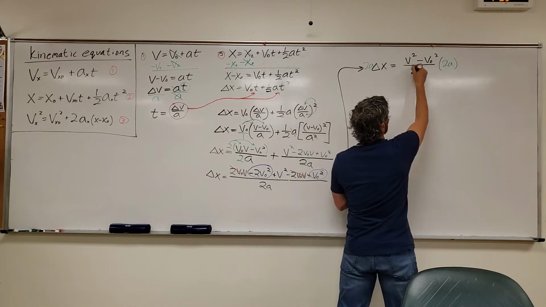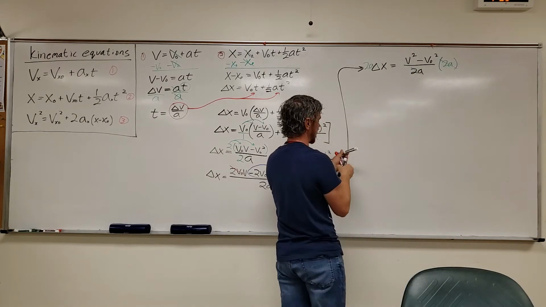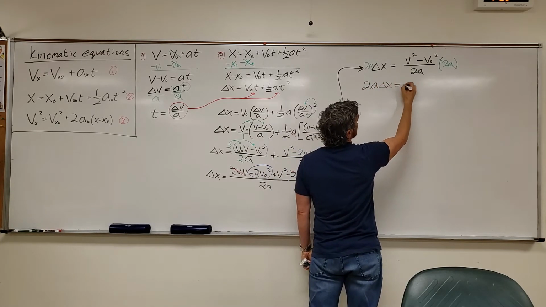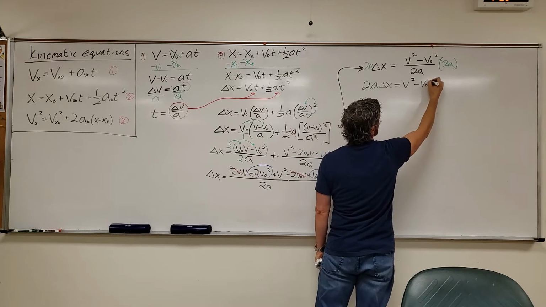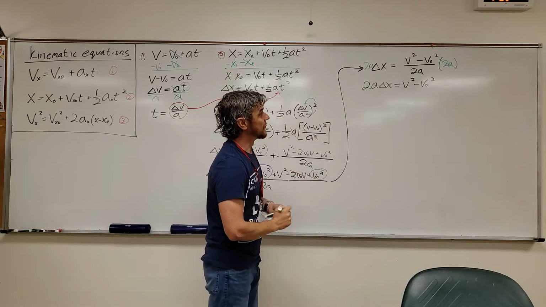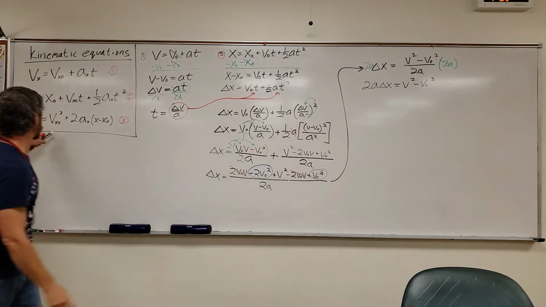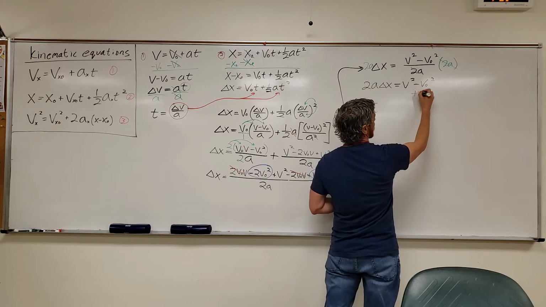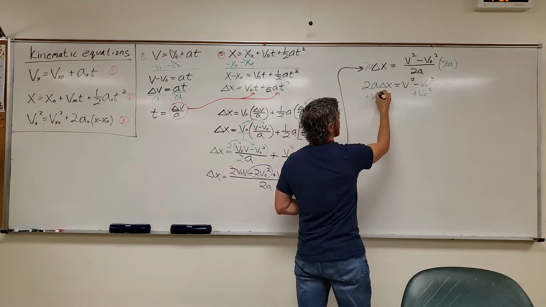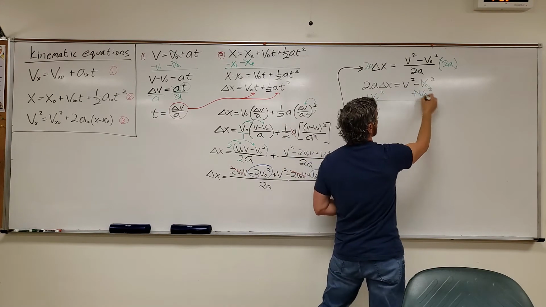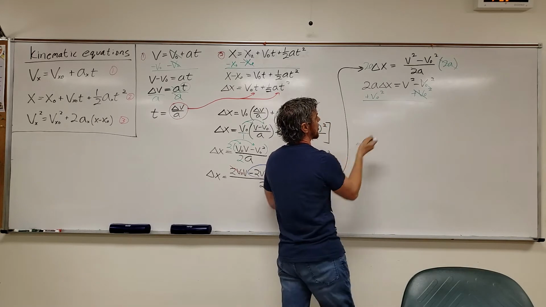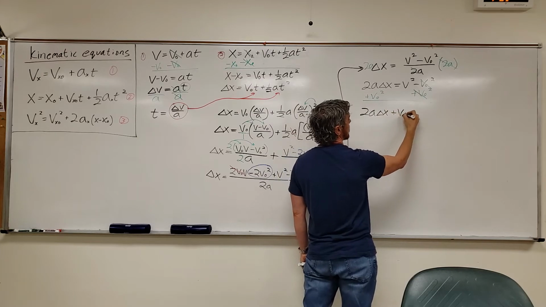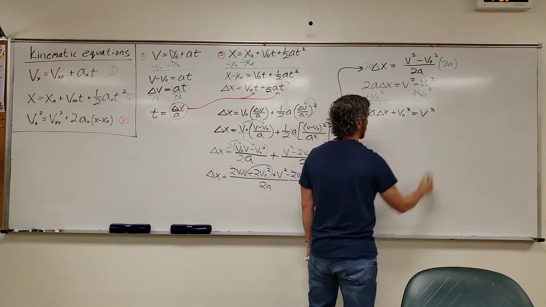And so that cancels over here on the right side. And on the left side, I end up with 2a times delta x equals final velocity squared minus initial velocity squared. And then notice that kinematic equation number 3 is solved for the final velocity. So I want to get final velocity by itself. To do that, all I need to do is add initial velocity squared to both sides. And on the left side, I then have 2 times the acceleration times the displacement plus the initial velocity squared equals the final velocity squared.